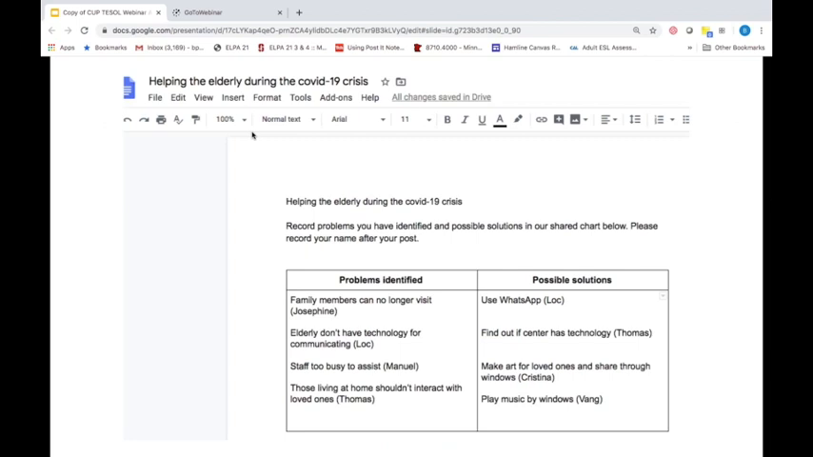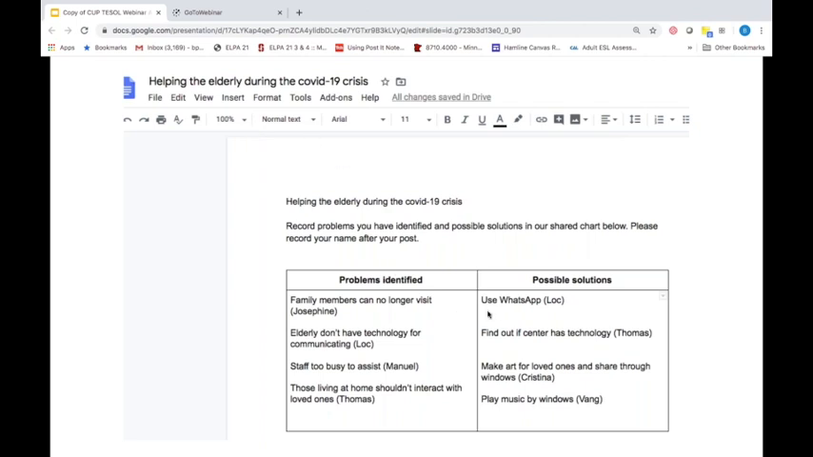I created a Google Doc with a chart, and all the students need to do is go in as they're doing the reading on their own time and fill in the problems they've identified. So in this instance, we found these problems so far. Family members can no longer visit. The elderly don't have technology for communicating. I mean, all of us are using things like Zoom and Google Hangout to stay in touch, but the elderly may not have those resources or that know-how. And maybe the staff are too busy to assist. And then finally, those living at home that are elderly, they might be living at home, but they can't interact. They're living in a room in isolation.